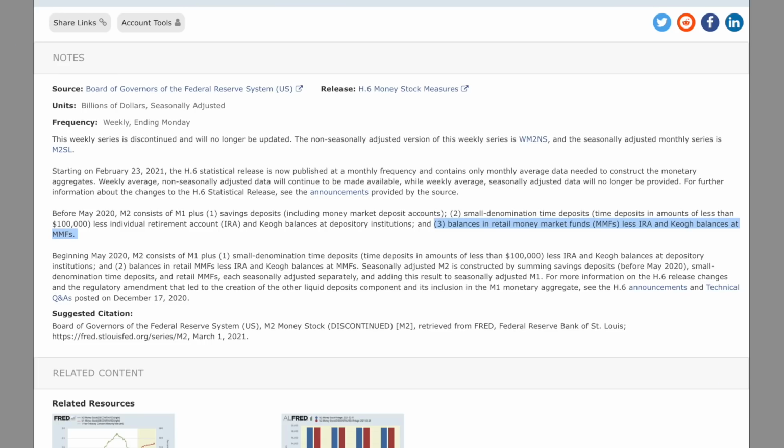All right, what else? What else is it reporting? Number three, balances in retail money market funds, less IRA and QO balances. Do we see that, balances in retail money market funds? Yes, we do. And is there anything else? Okay, no, that is the extent of the changes.